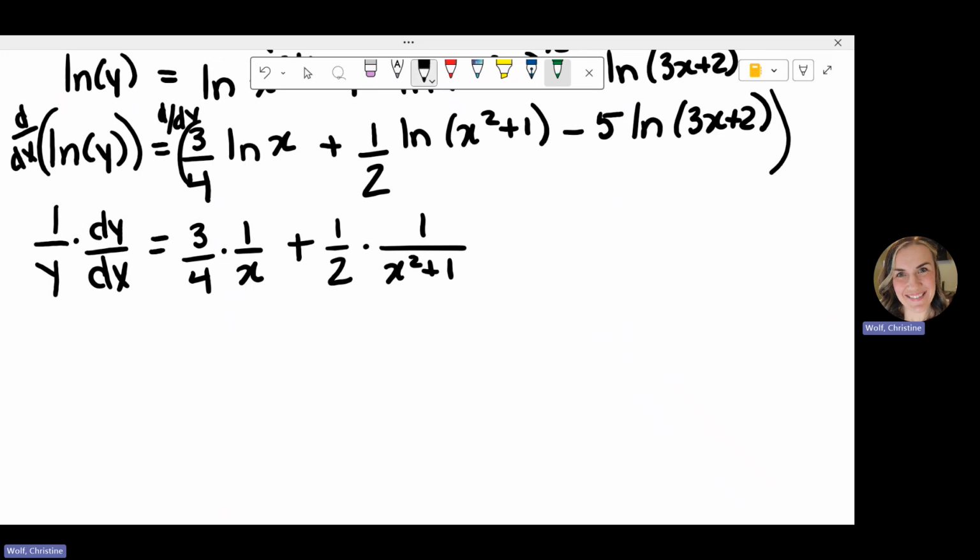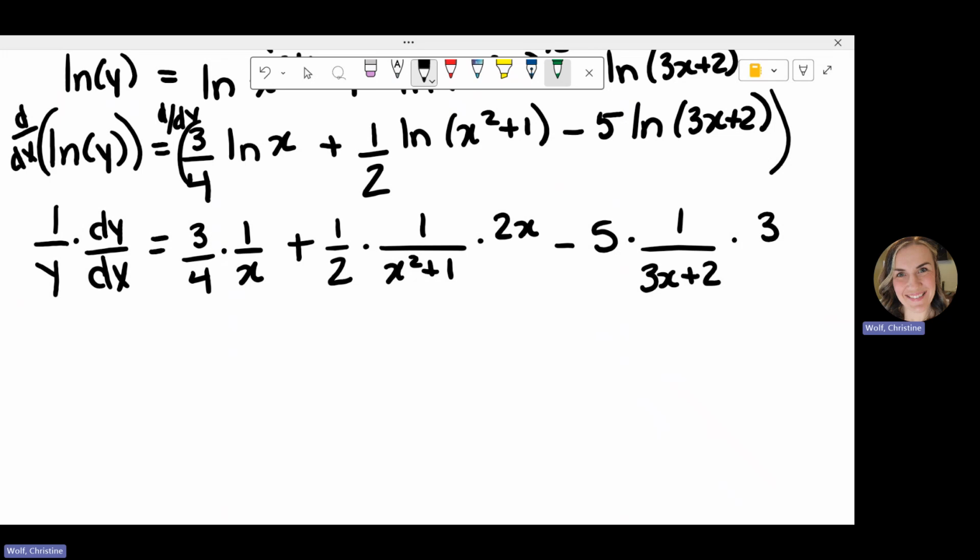But now I do have to do the chain rule. The derivative of ln x is, yes, 1 over the x, but then we have to take the derivative of what we recopied. So the derivative of x squared plus 1 is 2x. Okay, next one is minus 5. That gets recopied. It's your coefficient. ln means we go 1 over the 3x plus 2. And then we have to multiply that by the derivative of 3x plus 2, which is just 3.